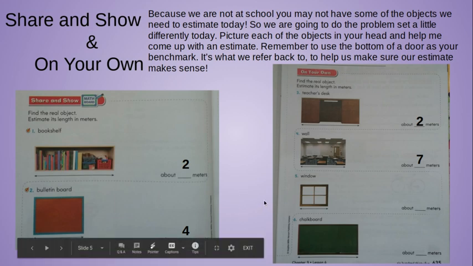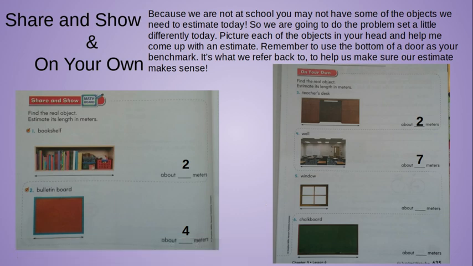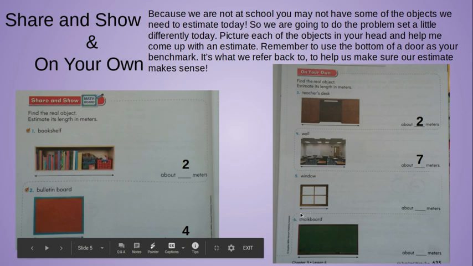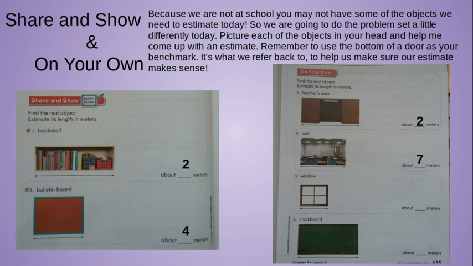The next object we need to look at is a window. Now, every window is a different length. Some of them are very similar, though. Take a look at the window that you might have right there in your bedroom or in the kitchen or wherever you may be working today. About how long do you think the bottom or the width of the window is in meters? What's your estimate?